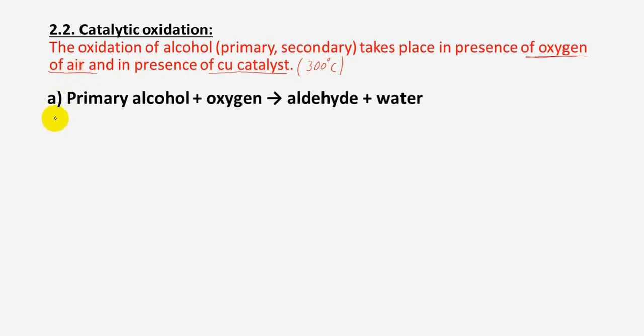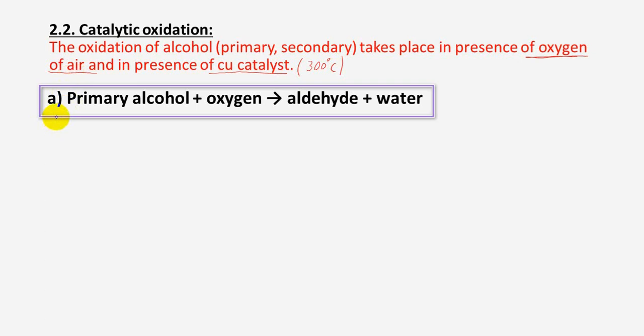Primary alcohol, when it reacts with oxygen gas, is changed into aldehyde, similar to catalytic dehydrogenation. Primary alcohol is changed into aldehyde, and the other product is water, whereas in catalytic dehydrogenation the product is a hydrogen gas. It produces the same aldehyde as in catalytic dehydrogenation, but with addition of water. So primary alcohol is changed into aldehyde. The new product is water.